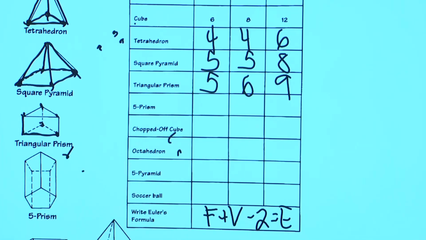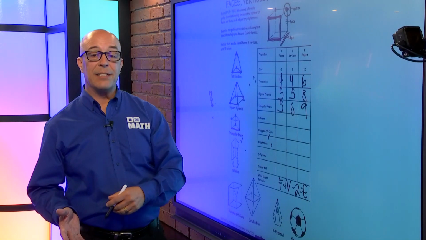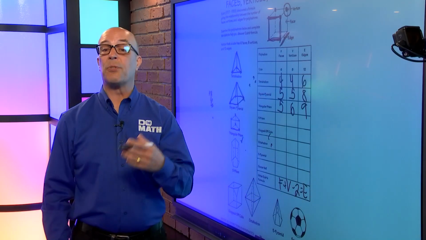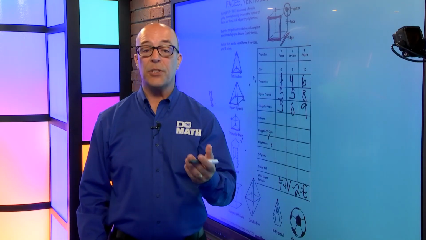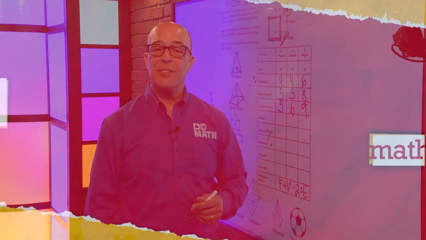A lot of different things you can do with this. A lot of different activities here. You can take a look at some of these other ones, try it out for yourself. That's one of Euler's formulas, and that is today's Mathematician.